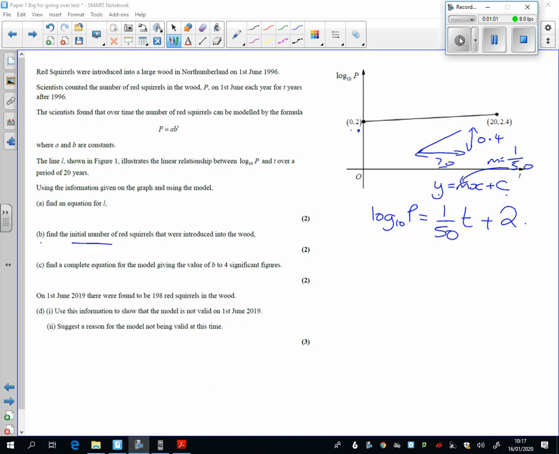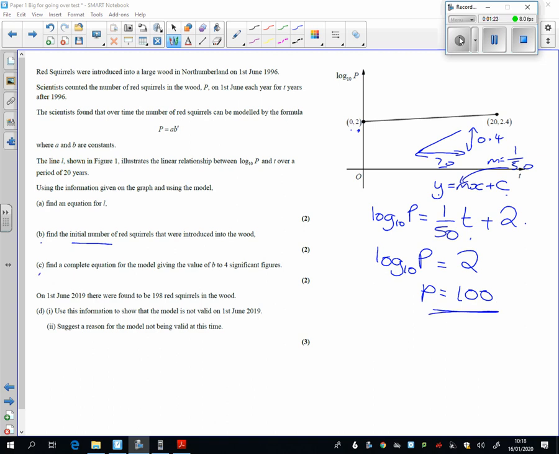Part B, find the initial number of red squirrels. So the initial number is when t is equal to 0. So when t is equal to 0, we get log 10 of p equals 0 add 2, which is 2. So p is 10 to the power of 2, which is 100. So the initial one was 100.